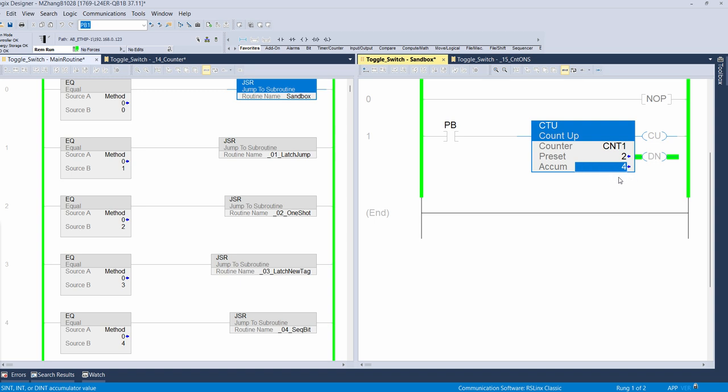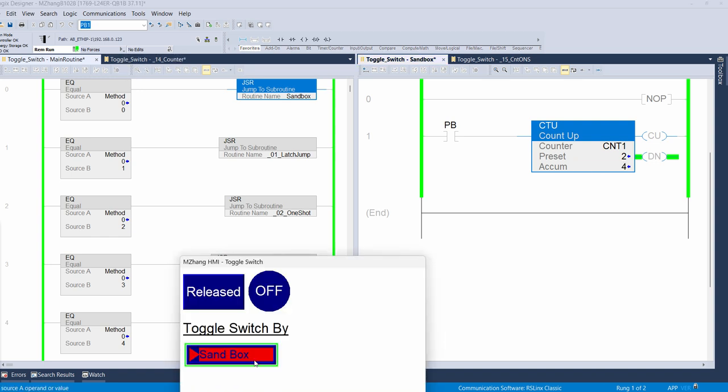So that's what we're going to use to solve the toggle switch. I'm going to use the counter to do the toggle switch. You can see the method is 14. I'm going to show you the solution, but let's try the function first. If we press, the pilot light is on; release, it stays on; press again and release, it didn't turn off, right?